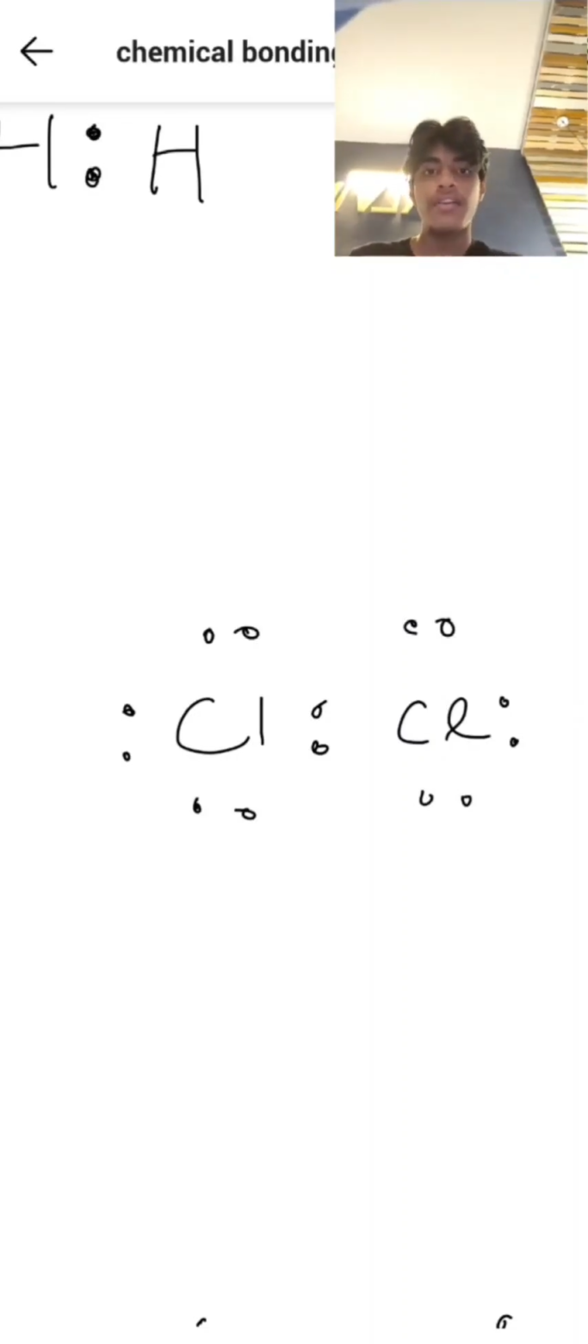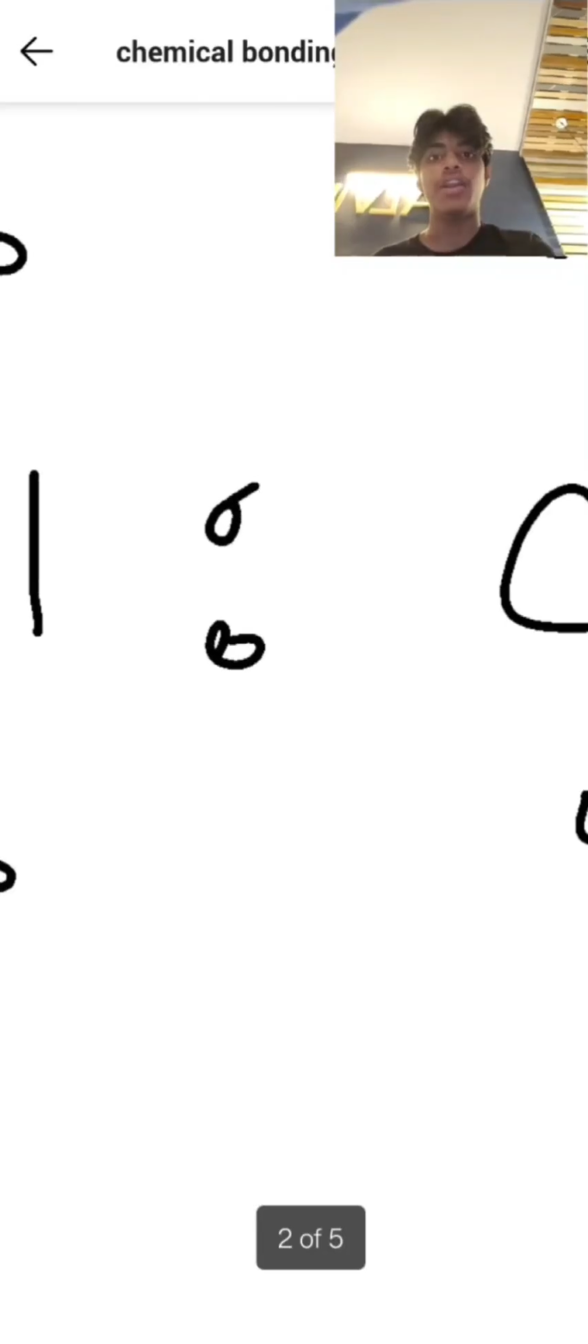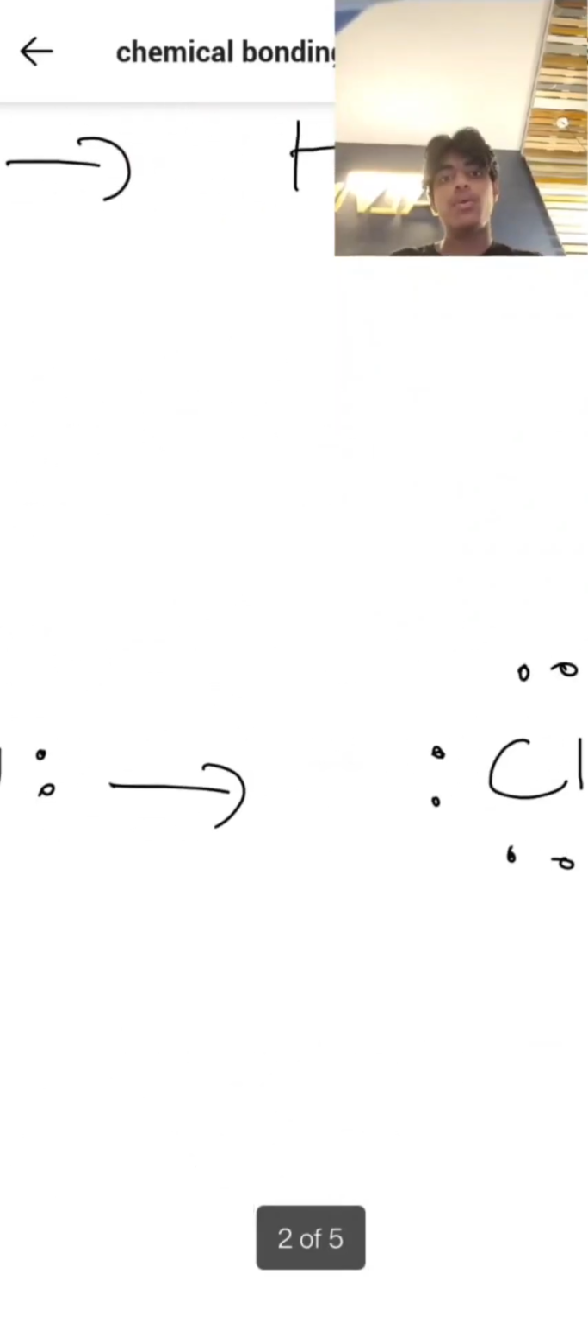So let's count the electrons: 1, 2, 3, 4, 5, 6, 7, 8, 9, 10, 11, 12. There are 12 electrons present here, but we have 1 shared pair, so 2 more electrons. That means 12 plus 2, which is 14 electrons. How many lone pairs do we have? If we look at the lone pairs, we have 6 lone pairs, whereas we have just this one shared pair. These can be additional questions you are asked: the number of lone pairs or the number of shared pairs. I hope you understood the concept. So this is how chlorine is drawn.